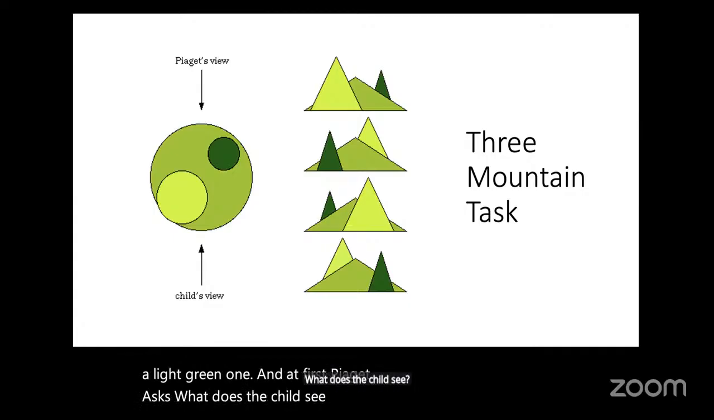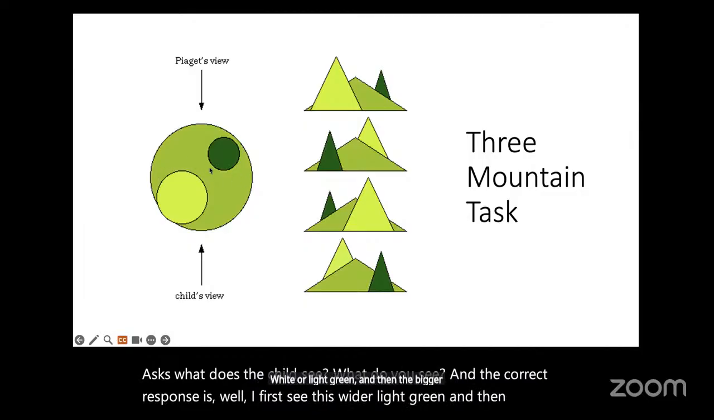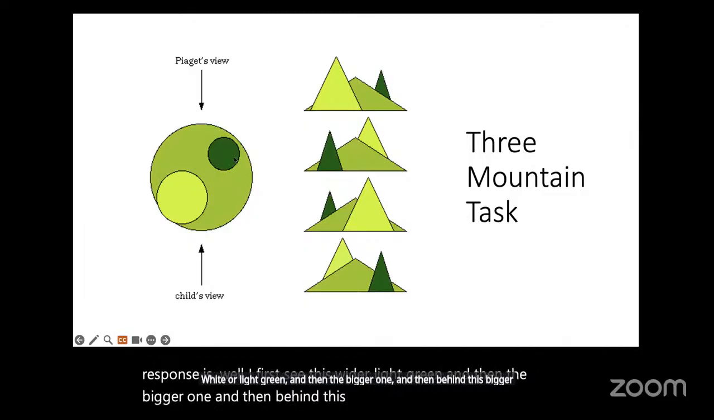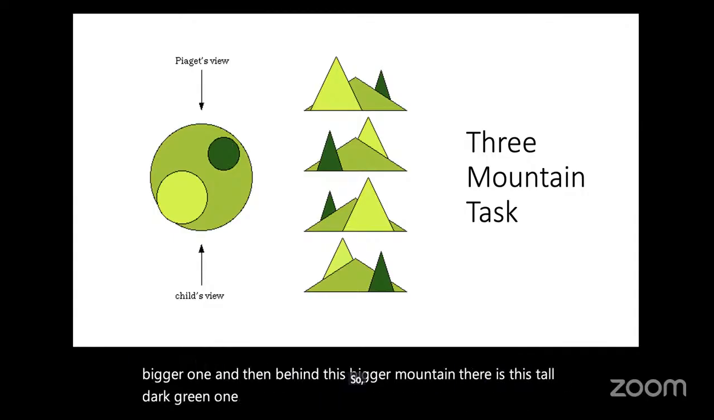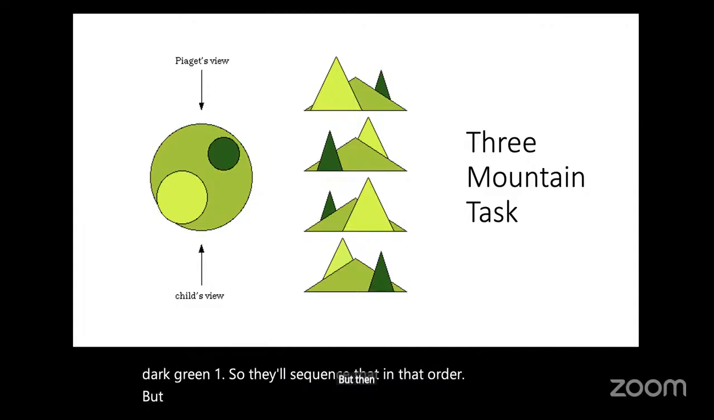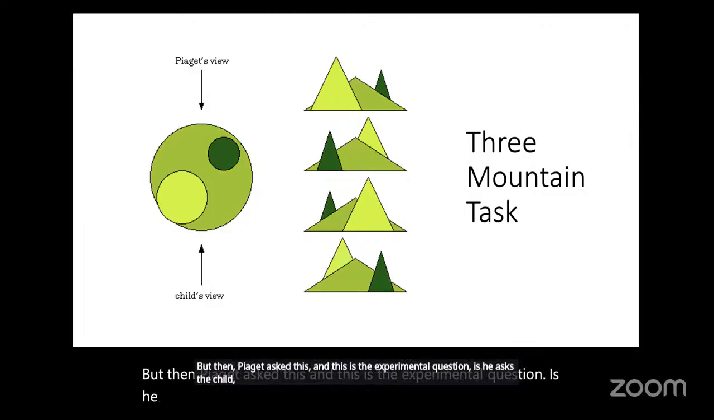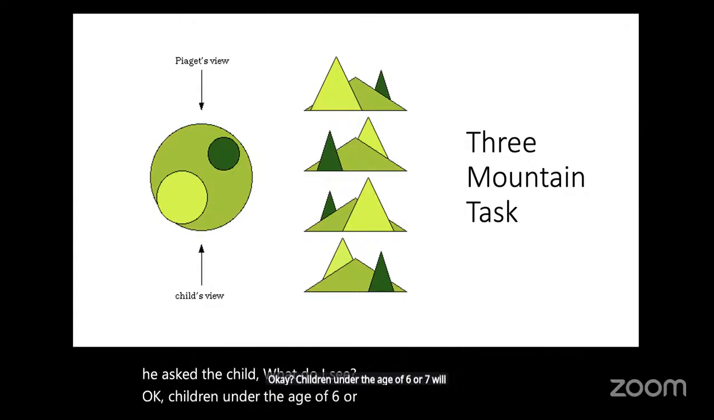What do you see?" And the correct response is, well, I first see this wider light green one and then the bigger one, and then behind this bigger mountain, there is this tall dark green one. So they'll sequence that in that order. But then Piaget asked this, and this is the experimental question: he asked the child, what do I see? Children under the age of 6 or 7 will give their original response.